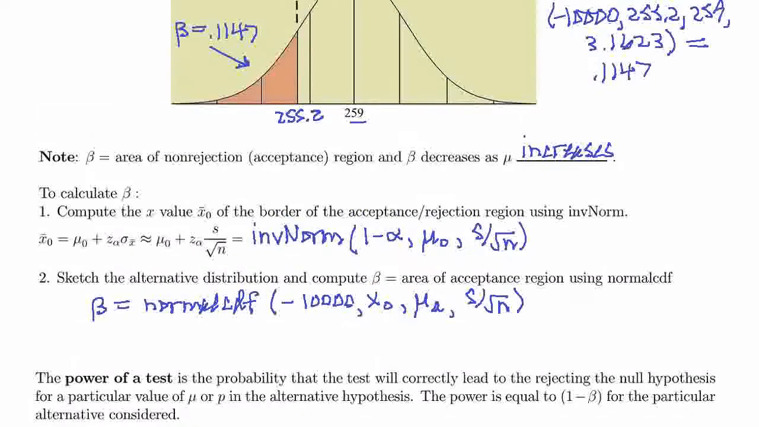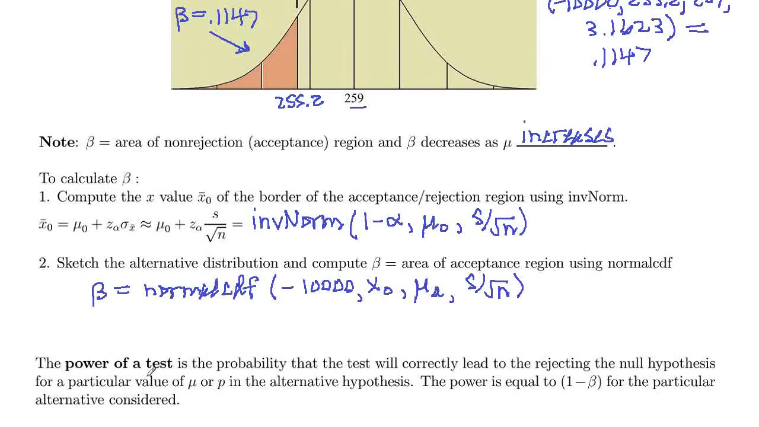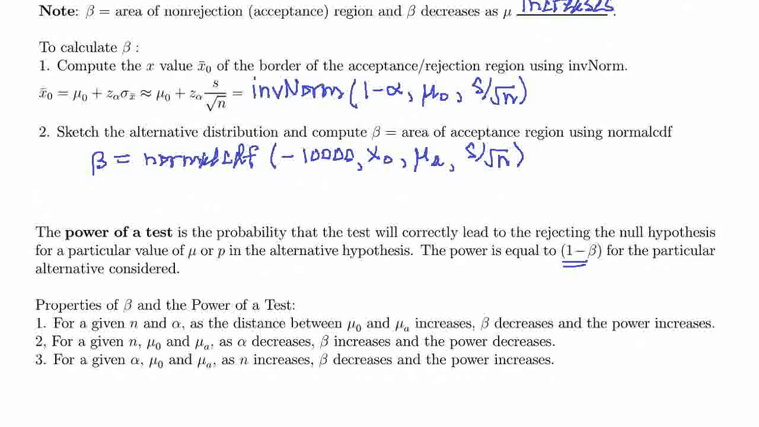And then to finish up here, the power of a test is the probability the test will correctly lead to rejecting the null hypothesis for a particular value of alpha, or p proportion if you're looking at type 2 errors for a proportion test. The power is equal to the quantity 1 minus beta for a particular alternative that's considered. And then just some properties here of beta.